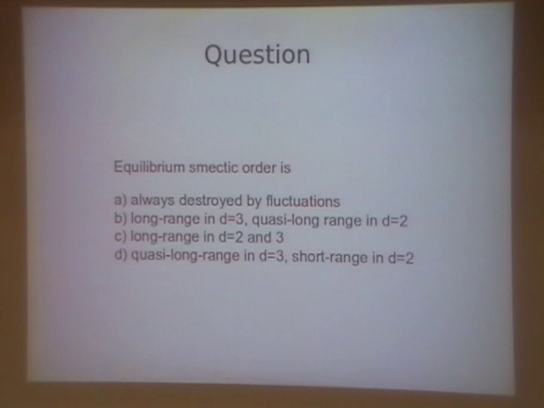That's my next critical question. So, equilibrium Smectic order, my question to you is, is it always destroyed by fluctuations? Or is it not ultimately unaffected by fluctuation in 3 dimensions and quasi-long range in 2? Is it long range in both? Or is it quasi-long range in 3 and short range in 2? Of course, to answer this question, you need to know what quasi-long range order is. How many of you know what quasi-long range order is?